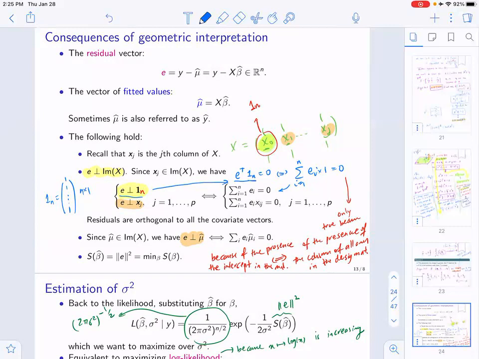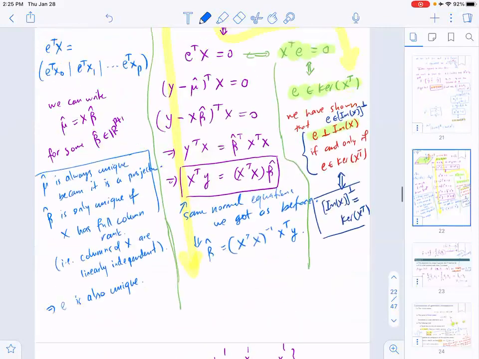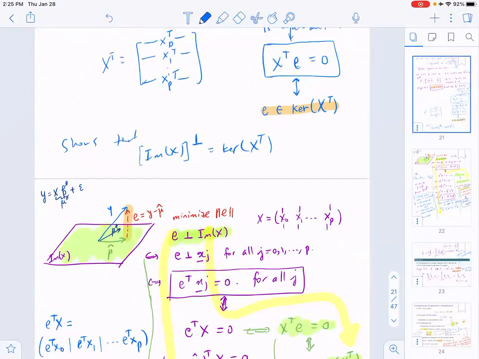And now you have a geometric understanding, because E is going to be orthogonal to anything in the image. And one of the things in this image is just the vector of all ones, so E is orthogonal to that as well. Another one is the first column, and the other one is the second column, and so on. So it's going to be orthogonal to every one of these vectors.